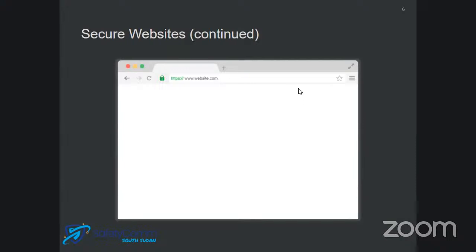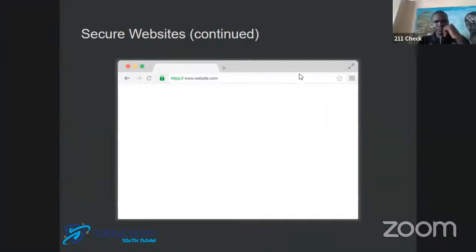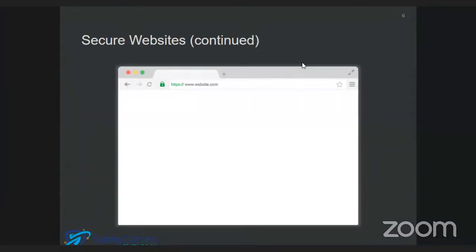Hello? Yeah. Hello. I can see the padlock. Yeah. We can see it. So if you can see the padlock, it is secure. It's just an indication that the website is secure, and it is using hypertext transfer protocol secure.